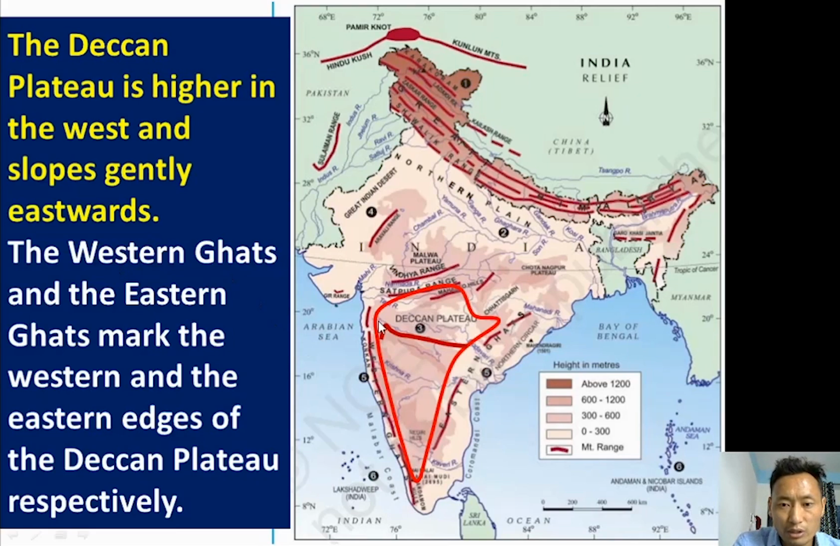Towards the west of Deccan Plateau, we have a hill range that is called Western Ghat. Towards the east of Deccan Plateau, we have another hill range that is called Eastern Ghat. Ghats here means hills. So towards the east of the Deccan Plateau, we have hill ranges called Eastern Ghats, and towards the west of Deccan Plateau, we have other hill ranges called Western Ghats.